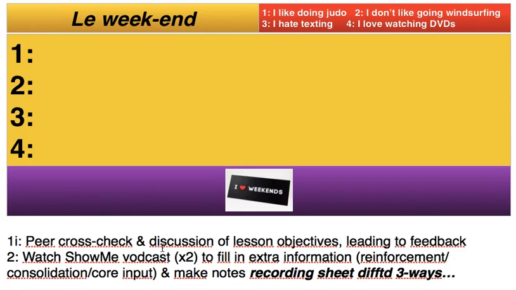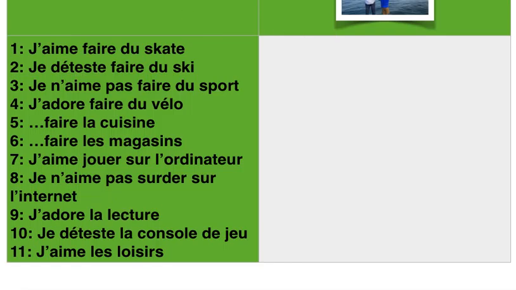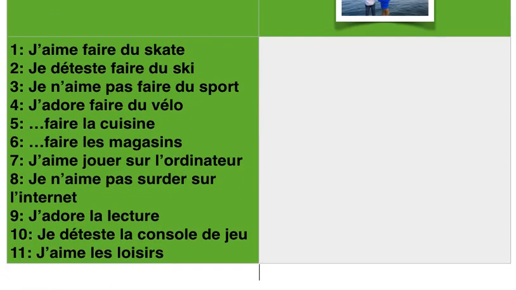So at the end of it, peer cross-check and discussion of lesson objectives leading to feedback, as to what they think the objectives are of today's lesson. And then the second idea is that they then watch a Show Me vodcast, which goes the other way around. So the first one concentrates on grammar and structure and the key structure used in this particular unit, whereas this one, which is a Show Me one, goes from French into English. So it's really a vocab input video, if you like. It's just gone out of shot a bit there, but there we are, there's that one there.